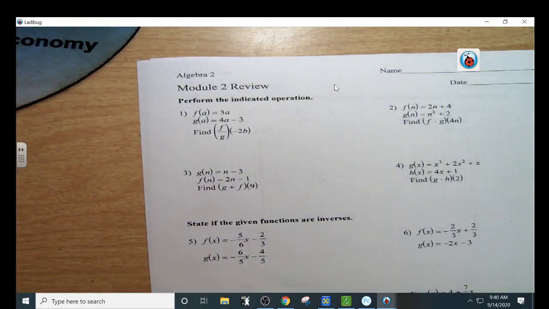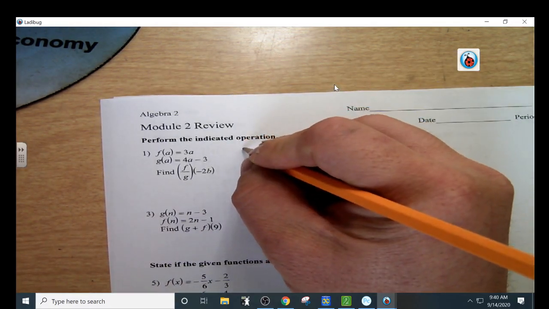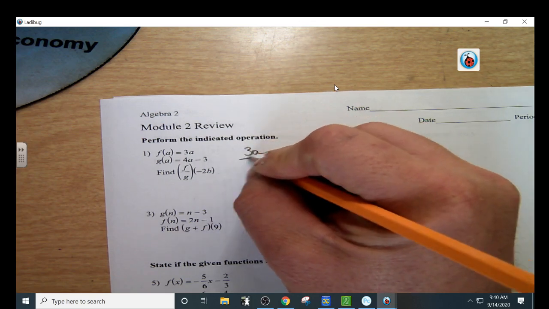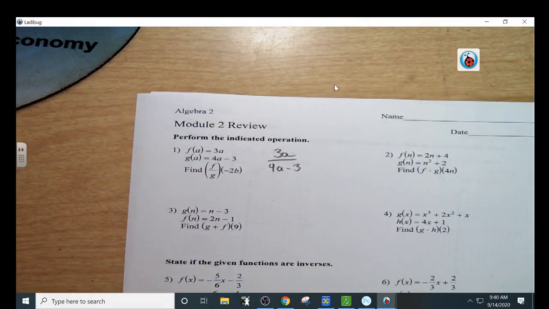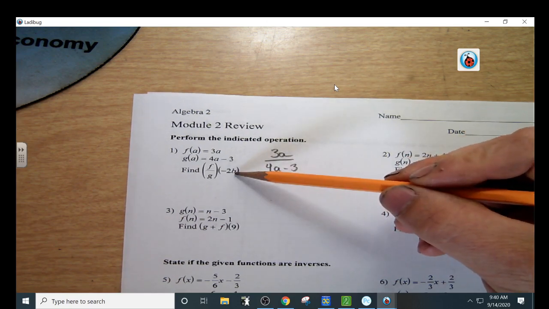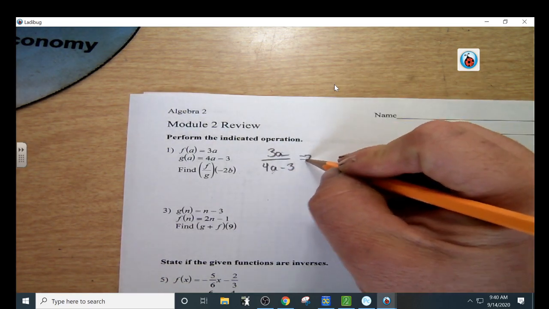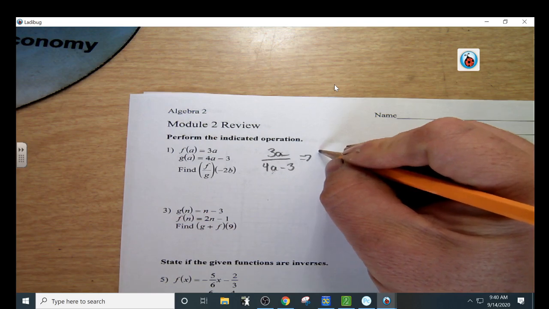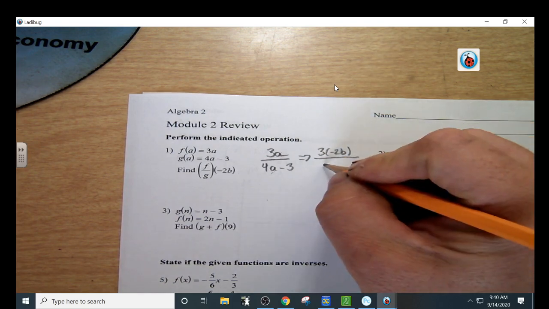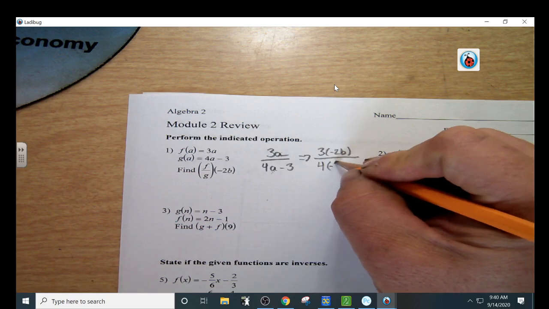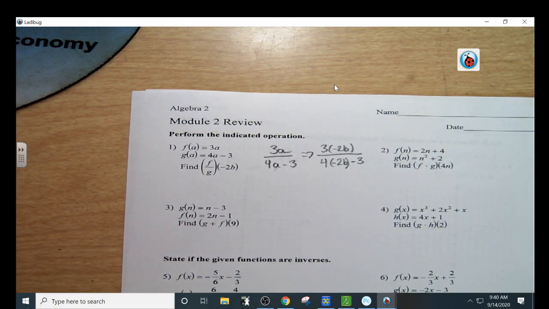So in this particular case, you're going to take f of a, which is 3a, and then divide it by 4a minus 3. Now they said to plug in a negative 2b where your input value is. So that's going to be 3 times negative 2b, and then 4 times negative 2b minus 3. Okay, so they wanted you to set it up.